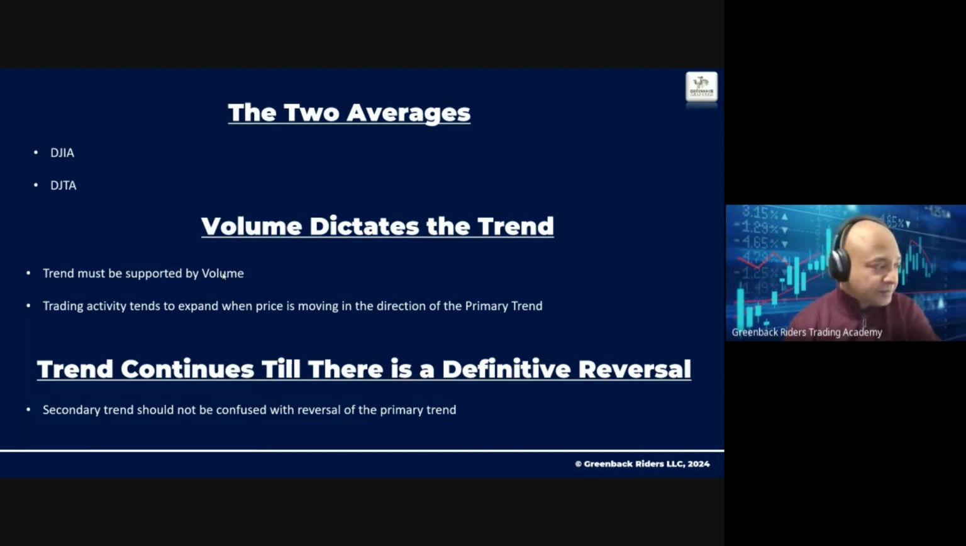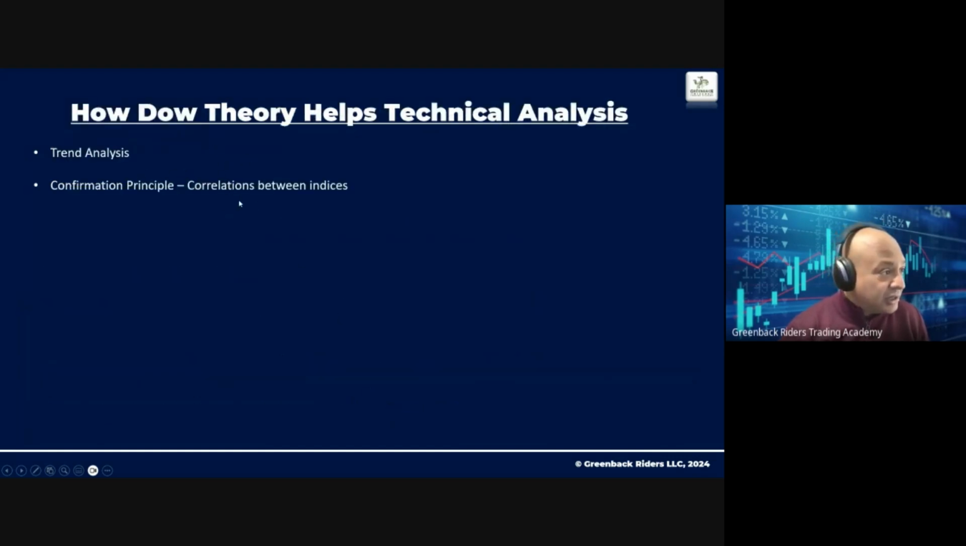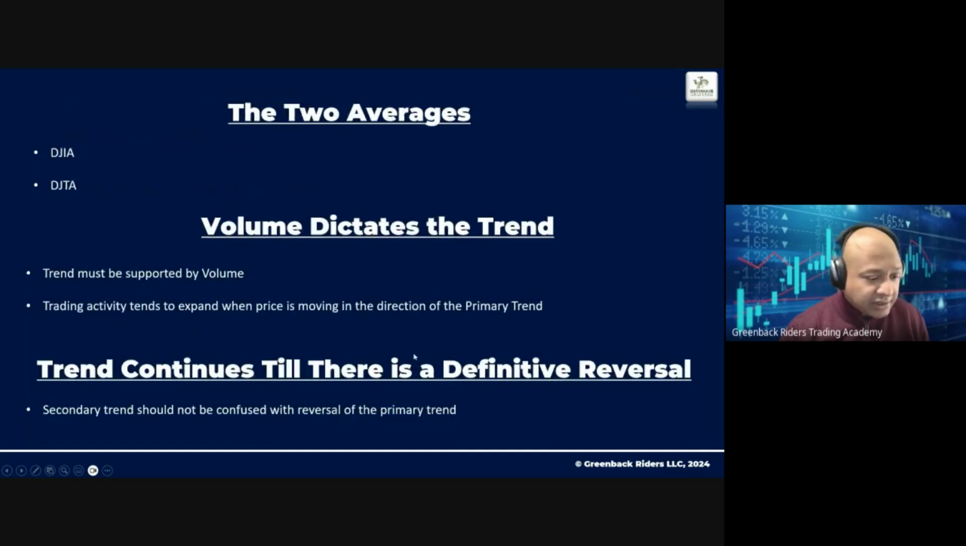Okay, trading activity tends to expand when price is moving in the direction of the primary trend. Now, the trend continues till there is a definitive reversal. This is where the confusion comes into the picture. How do you define that definitive reversal? A secondary trend should not be confused with the reversal of the primary trend. This is the last principle: the trend continues till there is a definitive reversal.